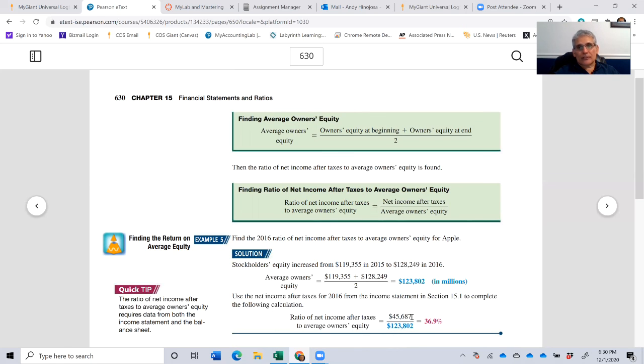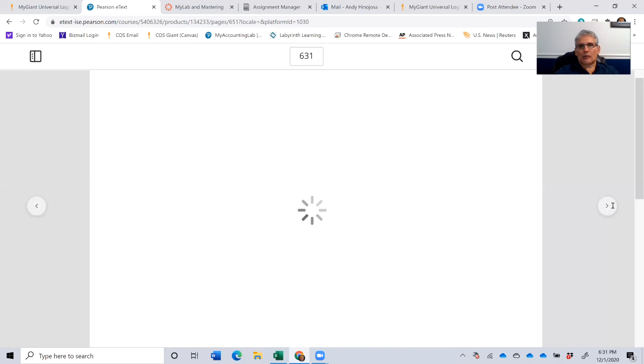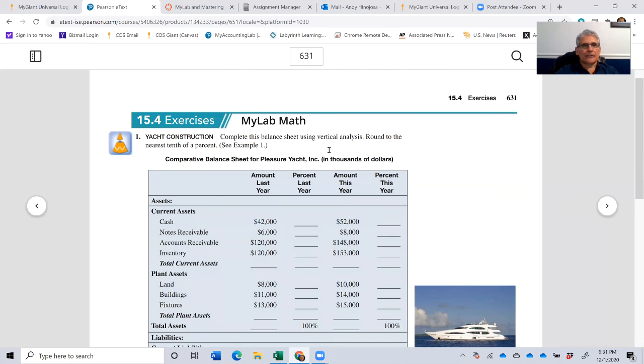And then the numerator is going to be the net income. And net income, if you go back and look on the previous pages, is 45,687. So we'll take 45,687. By the way, this is for 2016. So 45,687 divided by 123,802 equals 36.9%. So here is a summary of the ratios. Those formulas you can look up if you ever come across those on your problems. And that concludes 15.4. That concludes chapter 15. And that concludes the last chapter we're going to cover in this semester.